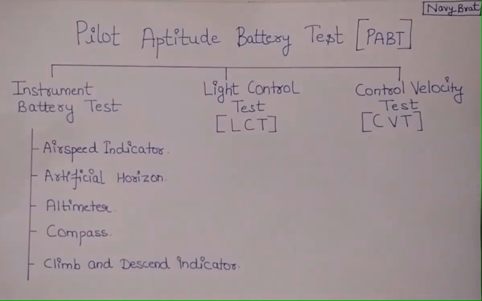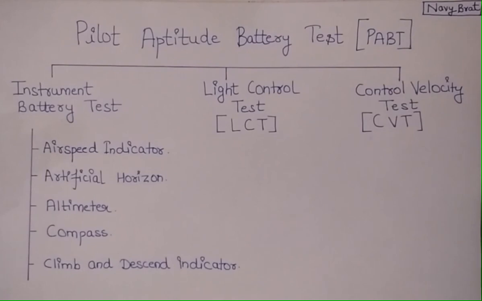This test consists of 15 questions. You have to attempt those questions in 12 minutes. And this test is based on the reading of the following 5 instruments. The first one is the air speed indicator. The second one is the artificial horizon. The third one is the altimeter. The fourth one is the compass. The fifth one is the climb and descent indicator.